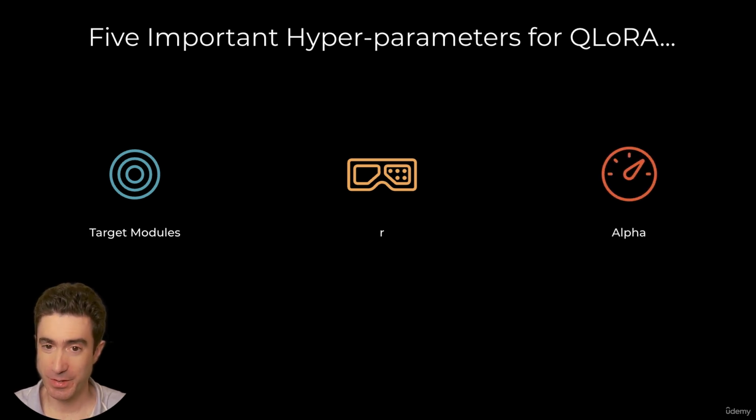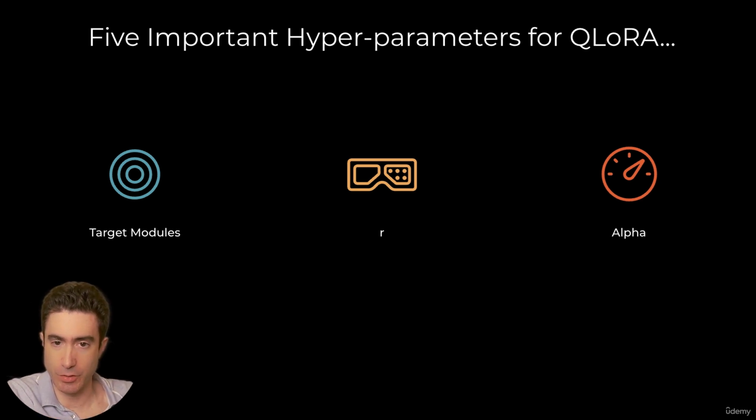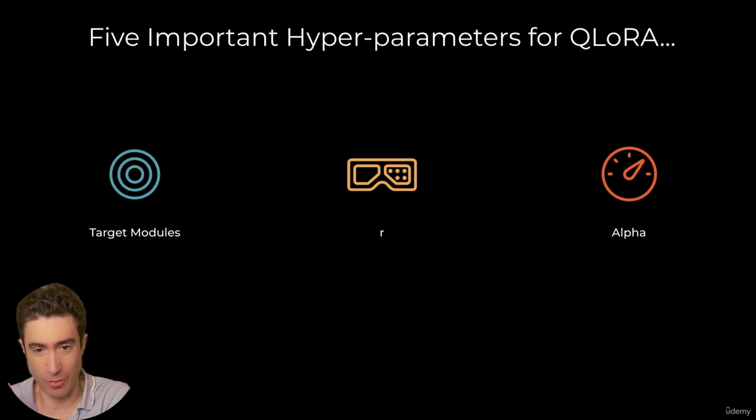Alpha, you may remember, is the scaling factor. It's used to multiply up the importance of this adapter when it's applied to the target module. In fact, you may remember there are actually 2 LoRA matrices. One's called LoRA A and one's called LoRA B. And the formula is that the change in weights is actually alpha, the scaling factor, times A times B.